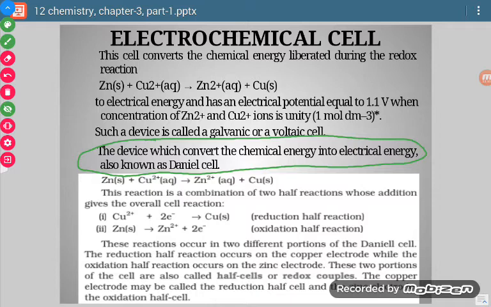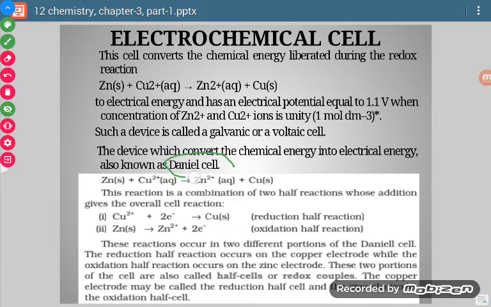But today our topic is electrochemical cell. It is the device which converts chemical energy into electrical energy. It is termed as Daniell cell also, it is called voltaic cell also, it is called galvanic cell also, or in general it is called electrochemical cell.